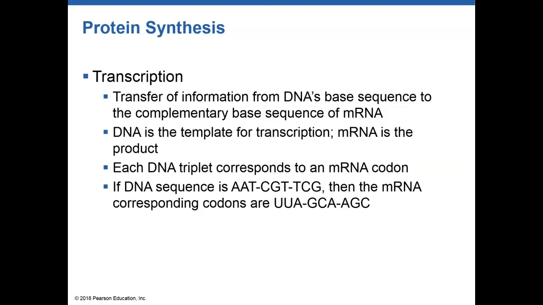So DNA codes for the protein. Messenger RNA carries that code out into the cytoplasm where you can actually produce proteins. So each DNA triplet corresponds to an mRNA codon.